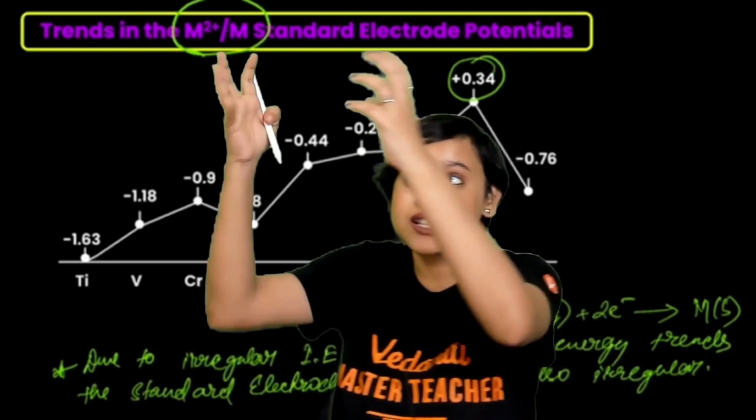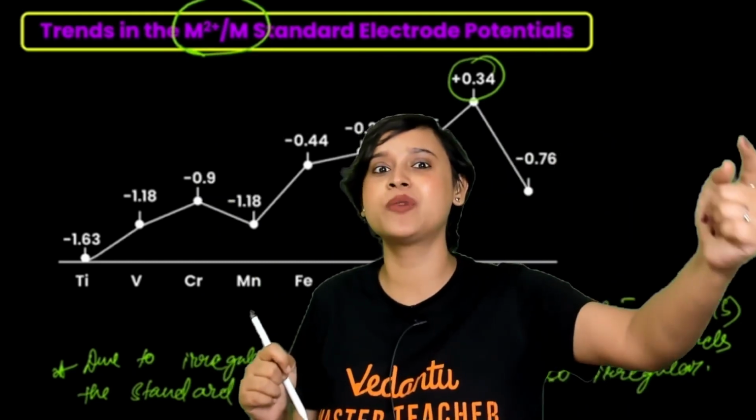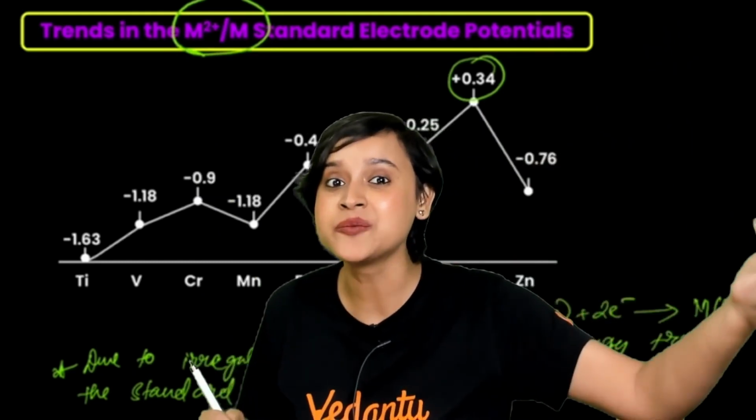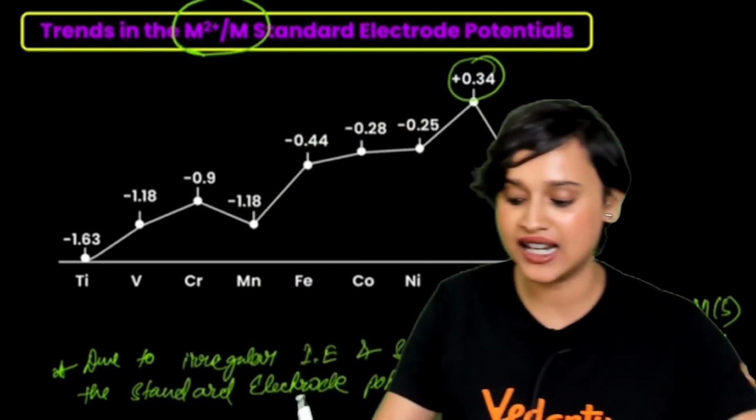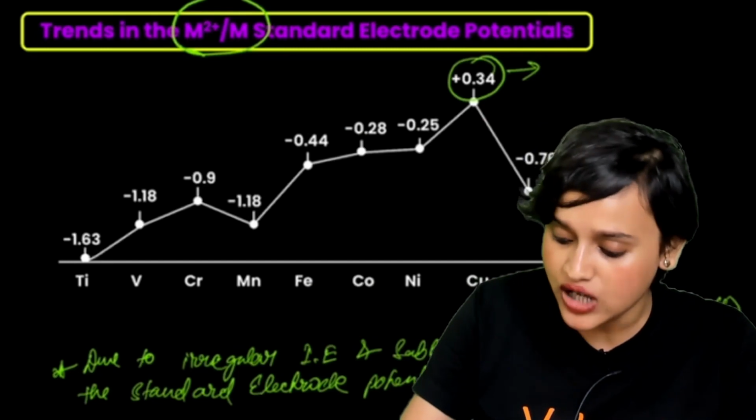Do you remember? It was grabbing hold of two electrons and forming copper solid and getting deposited in the cathode. Reduction was happening in the cathode. Exactly my point, everybody. So let's write it down. So what did I say?